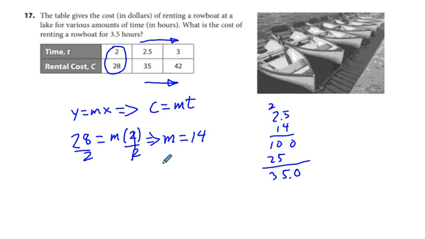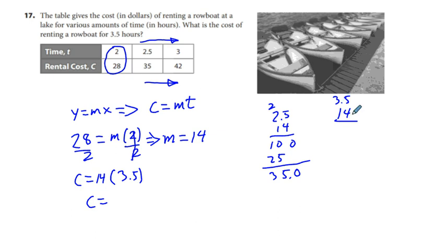So running a boat for 3.5 hours, I'm going to do that. Your cost is going to be equal to 14, which is m, times 3.5 hours. So 14 times 3.5. Actually, we could just take this 2.5, we could just add to it 14. So you should get 49.